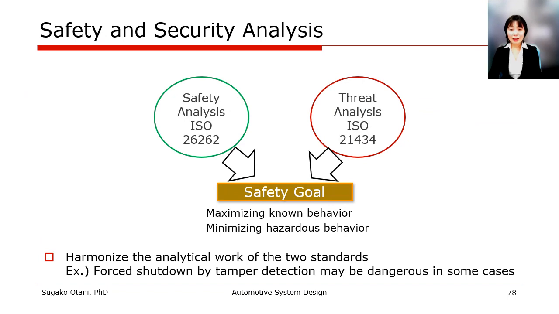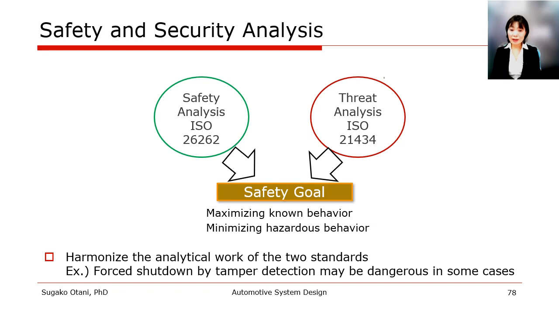Finally, I conclude this chapter with a summary of the overall safety and security analysis. In the development according to ISO 26262 functional safety and ISO/SAE 21434 cybersecurity, we believe that the analysis should start from the same safety goal. This allows us to harmonize the analysis for each standard.